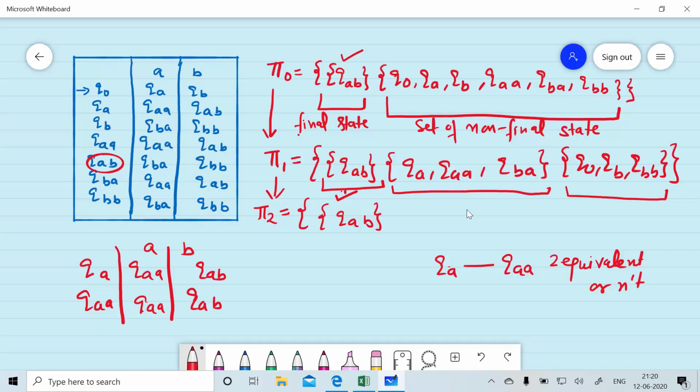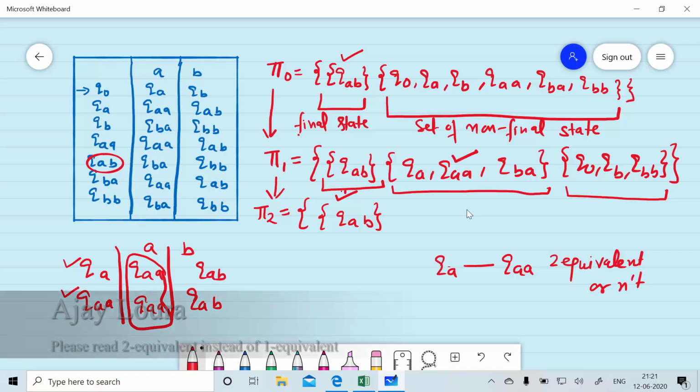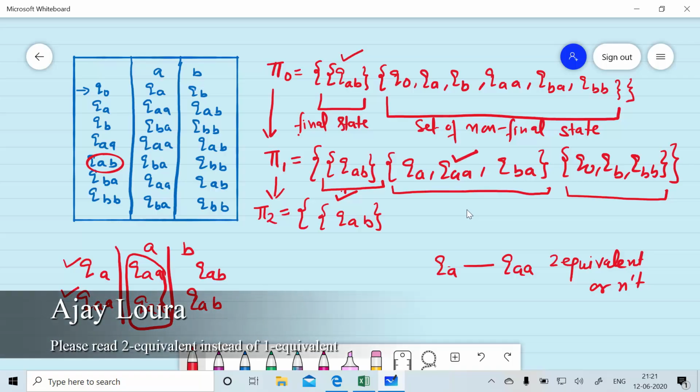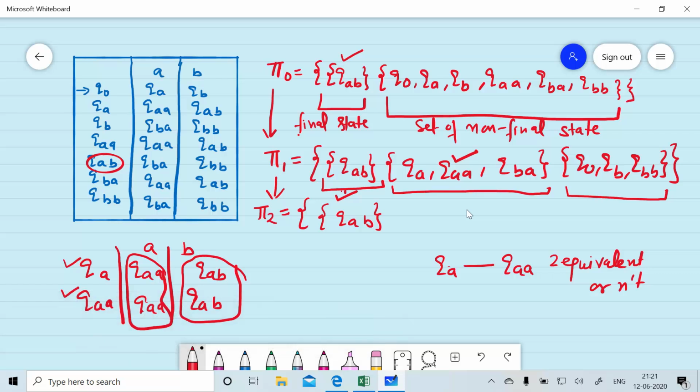So we will observe the rows under QA and QAA. Under A, both are giving QAA. It belongs to one set because it is a single entry, so they are equivalent under A. Now we will check under B. Under B, they are giving QAB, and QAB is present in this set. So again, they are behaving similarly, so we will say these are equivalent.